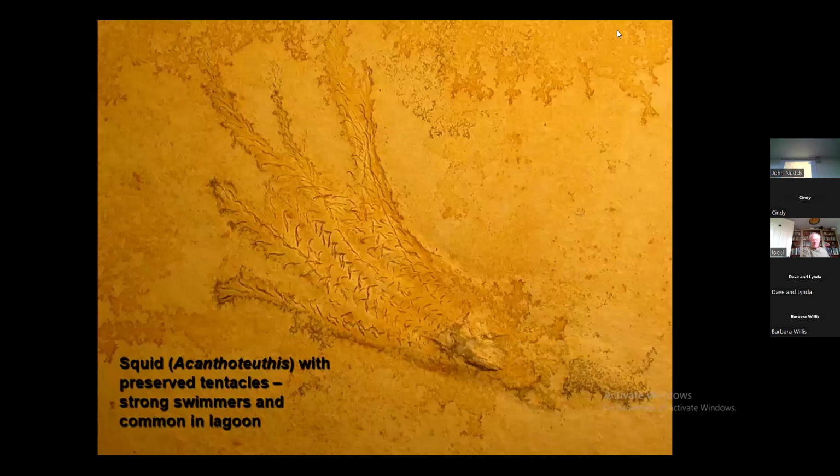This is a squid. These are the soft tissue of the tentacles. The body would be down here somewhere. Now, these are very common in the lagoon, and they are strong swimmers. So you wouldn't think that they would be washed in because they're such strong swimmers. And so these were probably also living in those upper, better aerated waters.